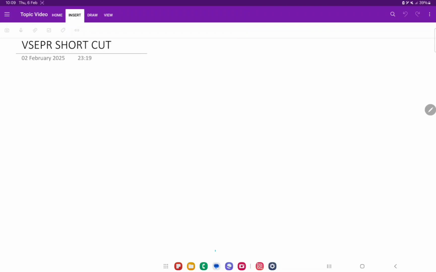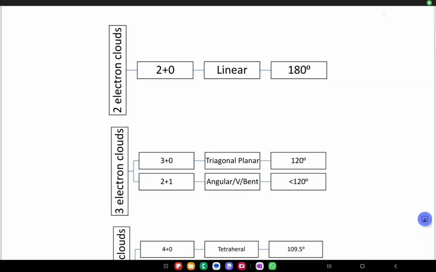Hello everyone. In the last video, we had done shape and geometry of molecules with the help of VSEPR theory. Today, we are going to do a shortcut method for finding out the shape and geometry of molecules without actually learning the examples or without actually remembering the examples. That's called the VSEPR shortcut method.